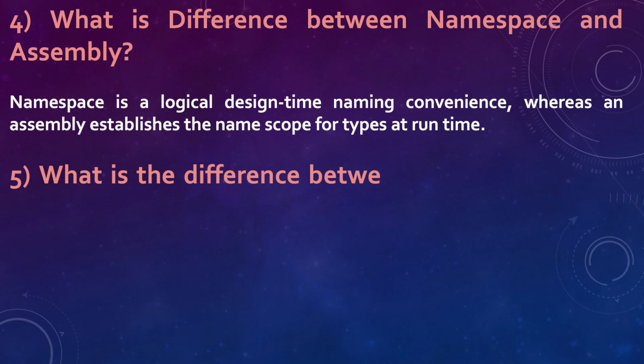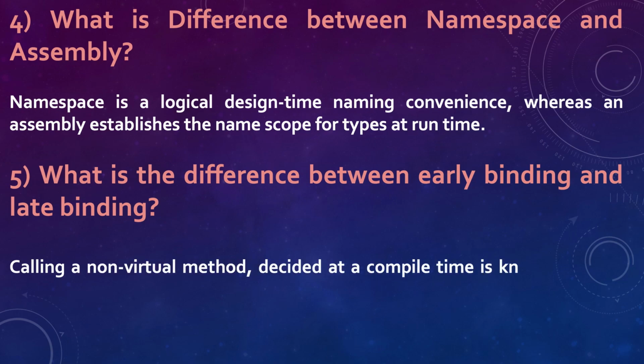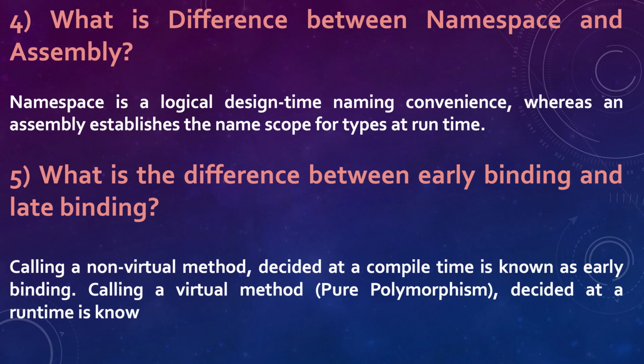What is the difference between early binding and late binding? Calling a non-virtual method, decided at compile time, is known as early binding. Calling a virtual method, pure polymorphism, decided at runtime, is known as late binding.